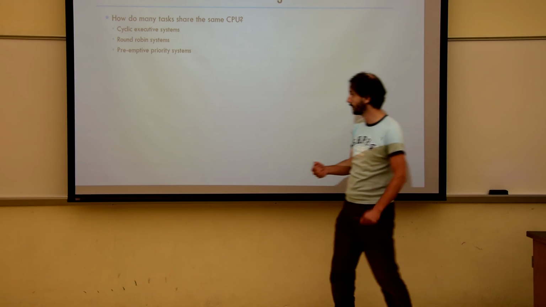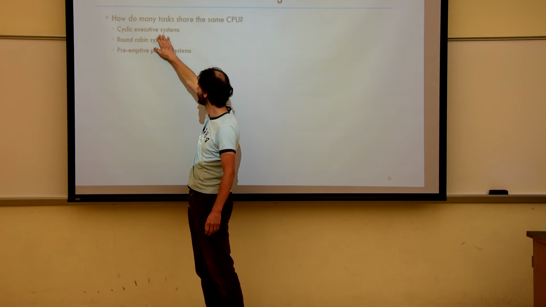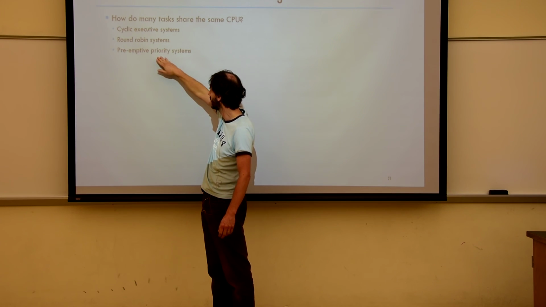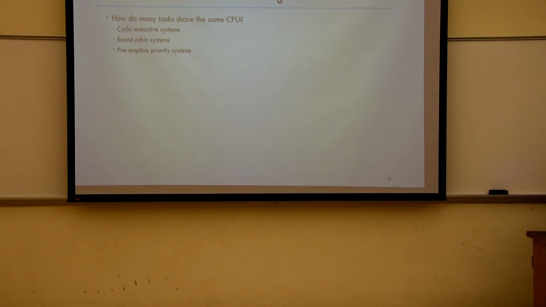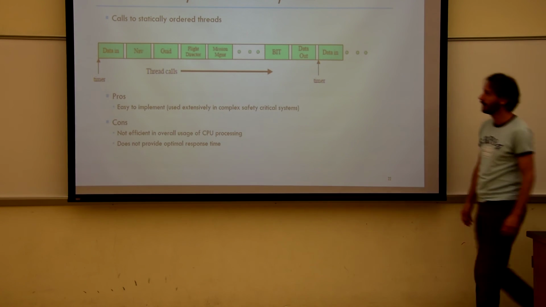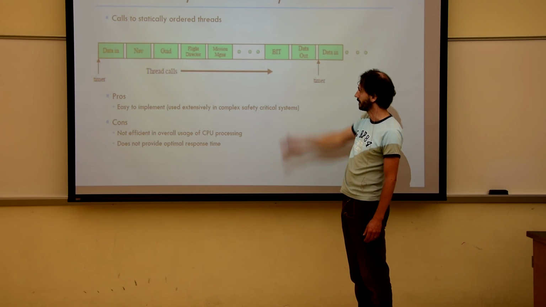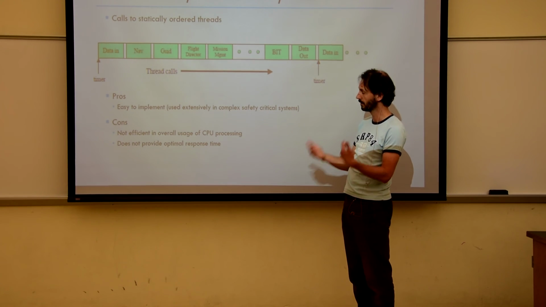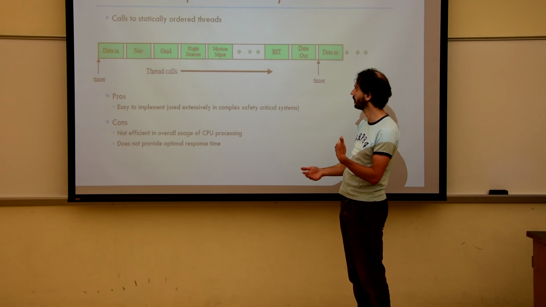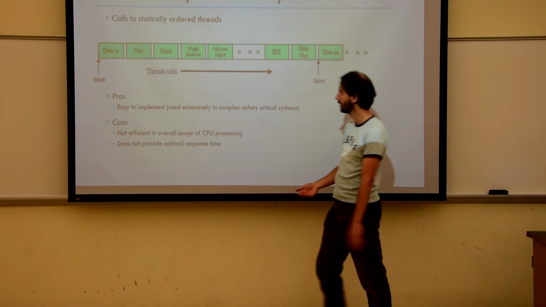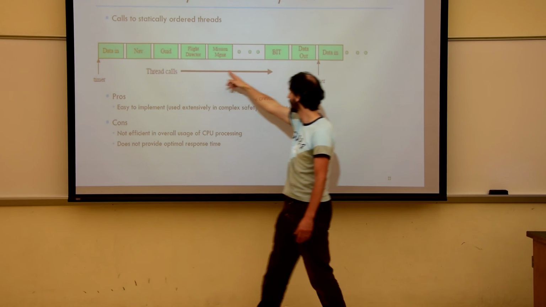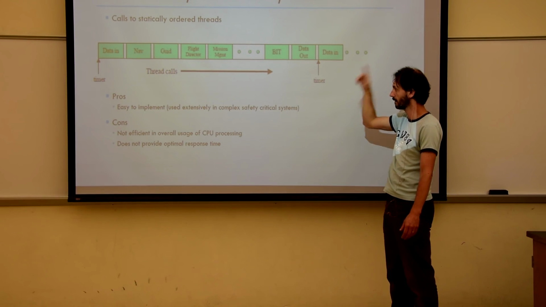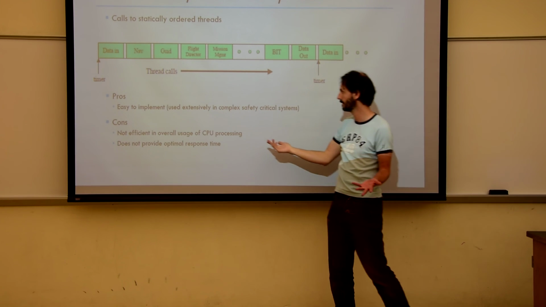We talked a little bit about round robin and cyclic executive systems, so we're going to talk about it again in preemptive priority systems. First of all, cyclic executive systems are super easy. You call all the different threads in a cyclic way. Say you have ordered them like this, then you call those threads one after another, and then you repeat, and you go around. So it's easy to implement.